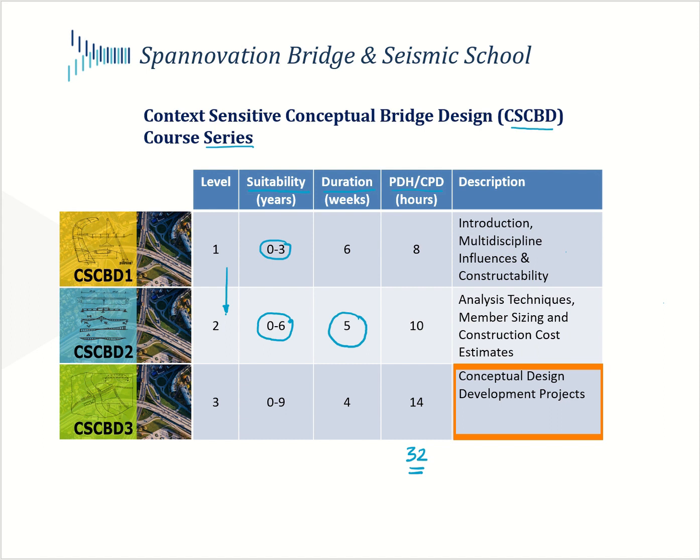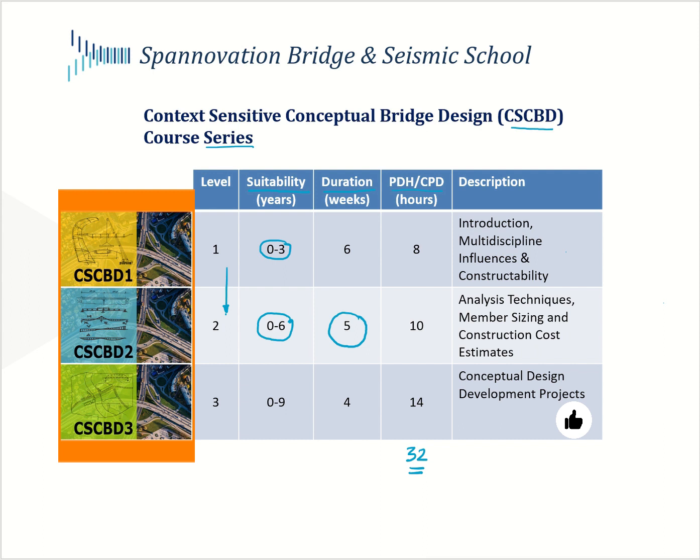On these projects, we would demonstrate a step-by-step development of appropriate concepts that best meet the project criteria and the owner's objectives. We would learn how to evaluate them amongst each other, leading to the selection of the preferred alternative. So these are the 3 sub-courses that comprise the overall master course of context-sensitive conceptual bridge design.